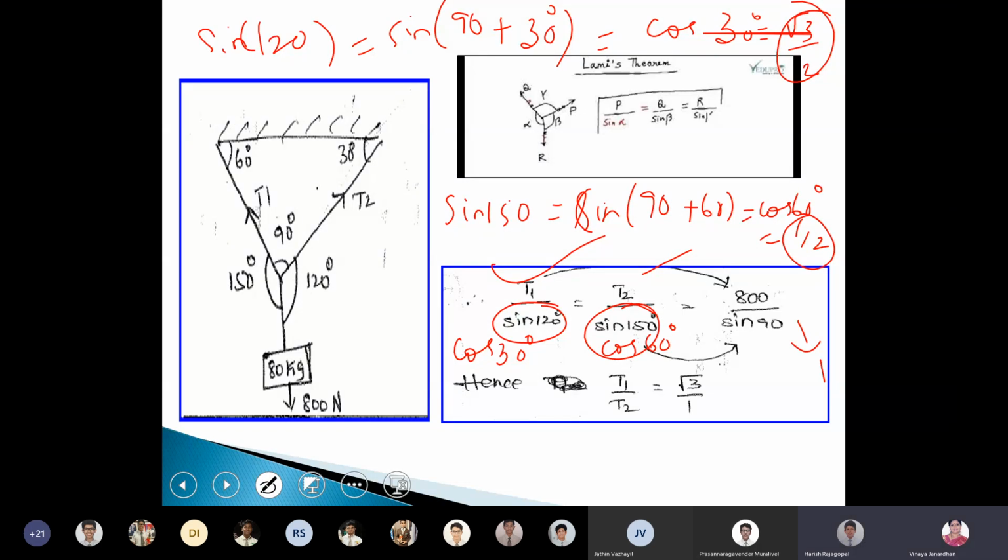Understood. Okay. Once you have completed, boys, we'll start friction. What happened? To find the value of T1 and T2, you have to use 800 by sine 90, right? Yes, here it's a ratio, but to find the value, you have to use the third equation. Correct.